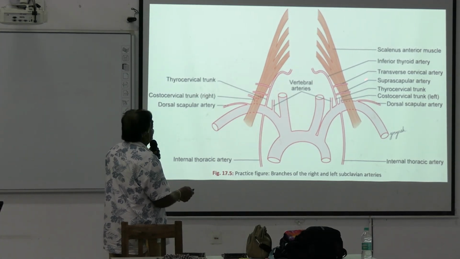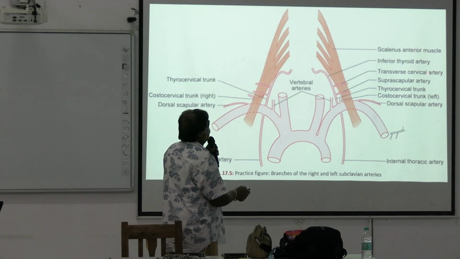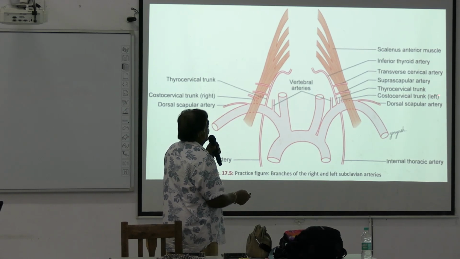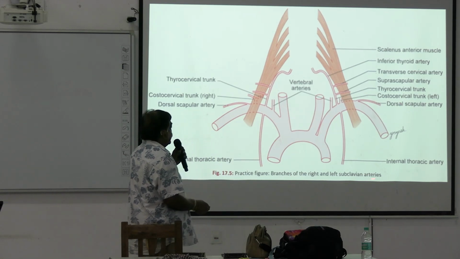trunk, and scalenus anterior muscle, inferior thyroid artery, transverse cervical artery, suprascapular artery, thyrocervical trunk, and costocervical trunk left, and dorsal scapular artery. The branches of the right and left subclavian artery.